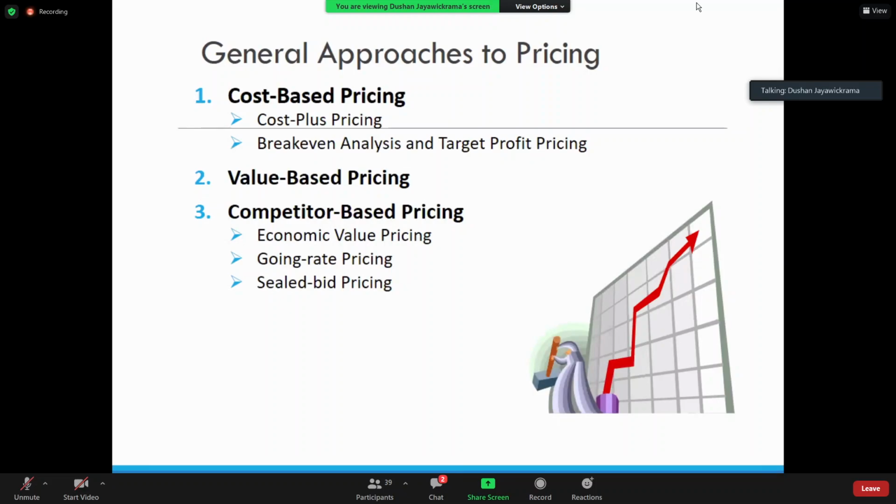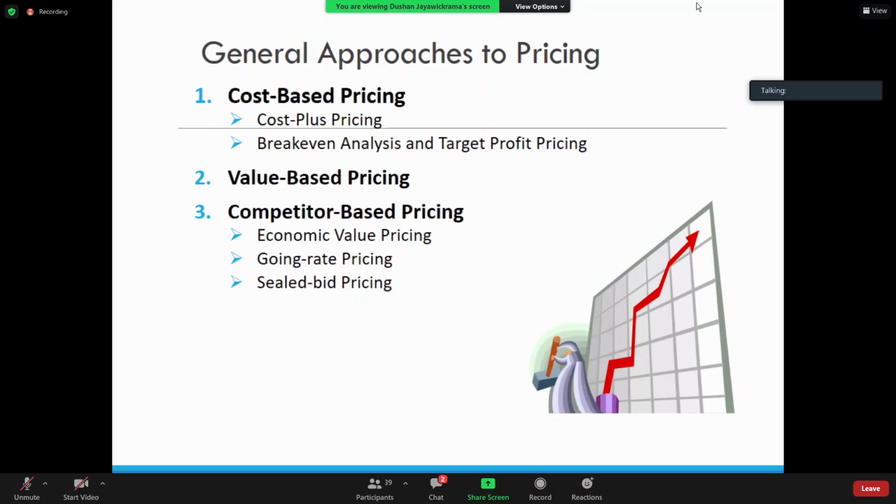So this point Kavinda made, it's a very valid point. Yes, what we're experiencing now in Sri Lanka may be more cost-based pricing or competitor-based pricing rather than going for value-added pricing, which may not be practically possible to implement. Yes, very good. Very, very good observation.